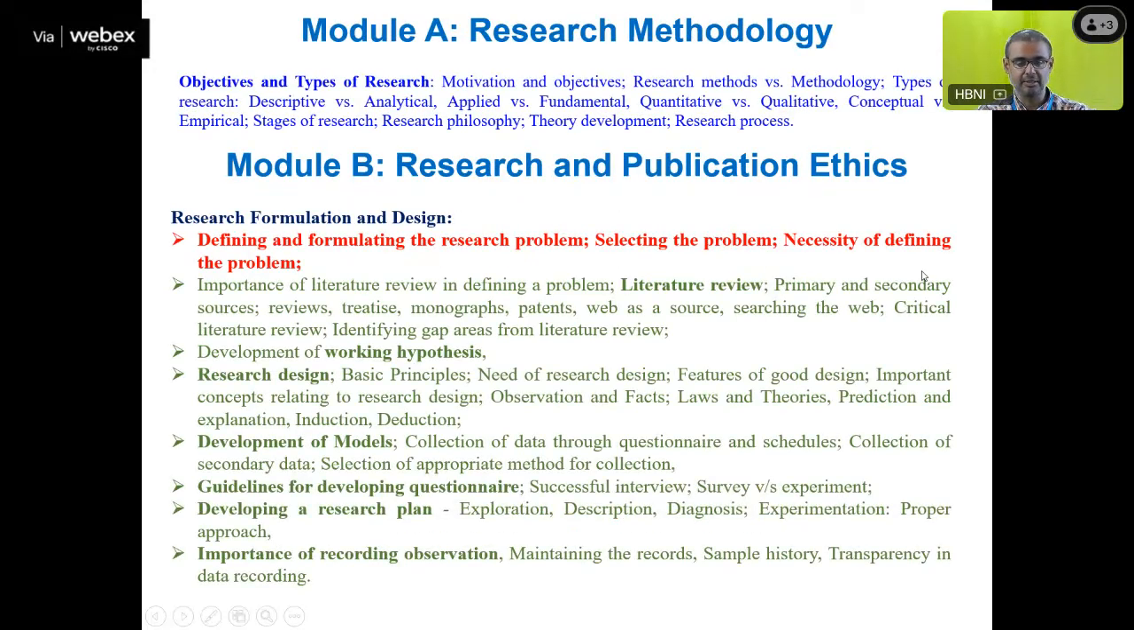So in the first three classes, in which I took the introduction part of module A, I covered objectives, type of research, motivation, research method versus methodology, types of research: descriptive, analytical, applied, fundamental, quantitative, qualitative, conceptual versus empirical, stages of research in detail, and then research philosophy and theory development. So these all we covered in the initial classes, and then again we revised this in the last class.